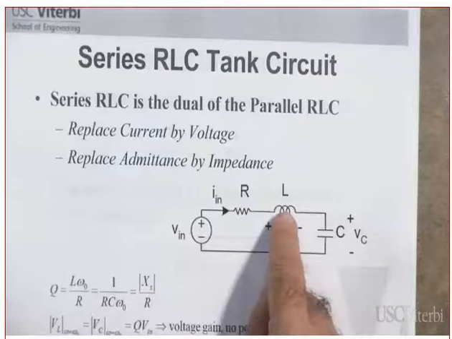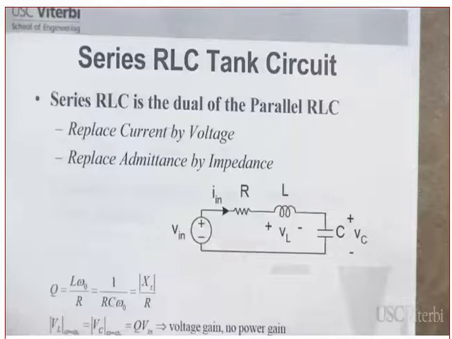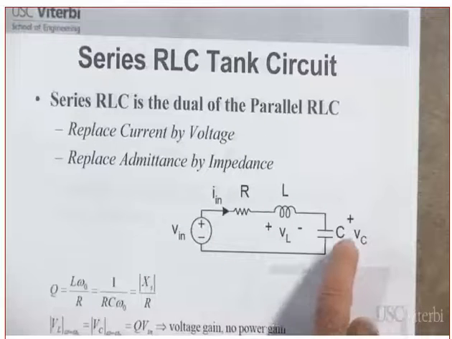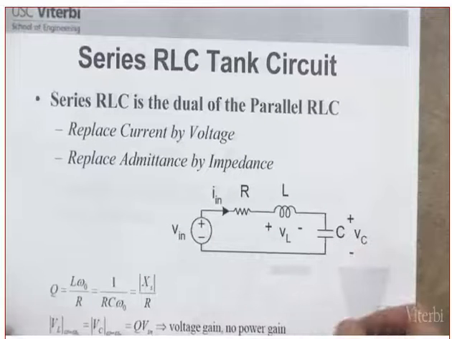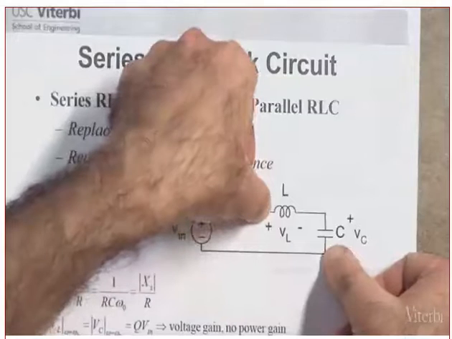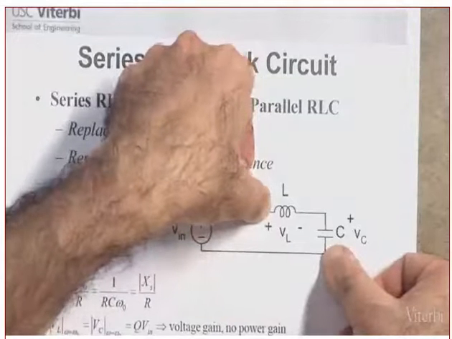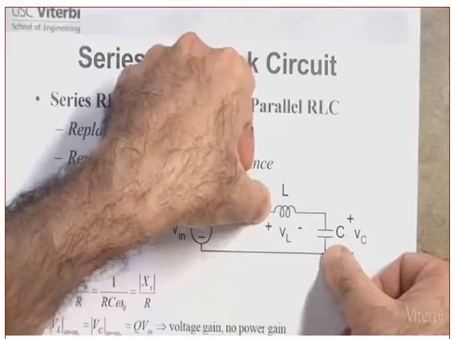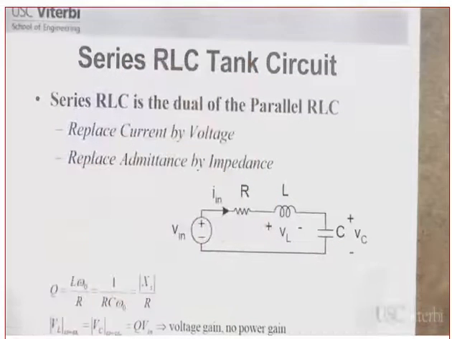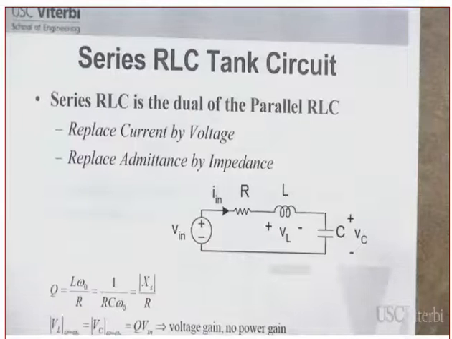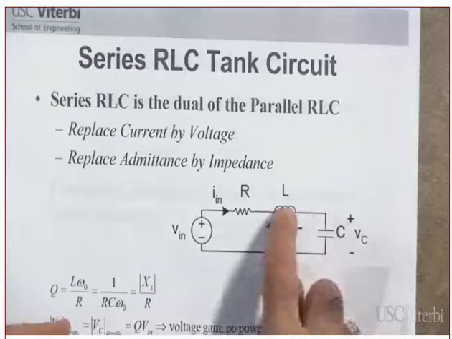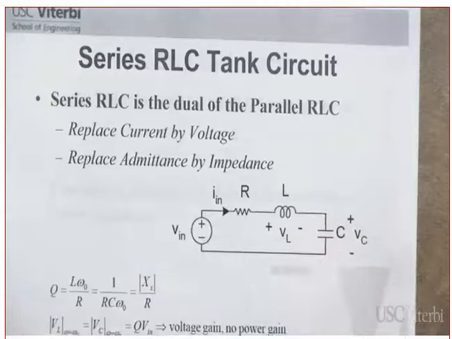The voltage across the inductor is Q times as high, and the same thing with the voltage across the capacitor. But taking them collectively, the voltage across this is 0, because they will cancel each other. They are 180 degrees out of phase from each other, the voltage across the L and the voltage across the C.